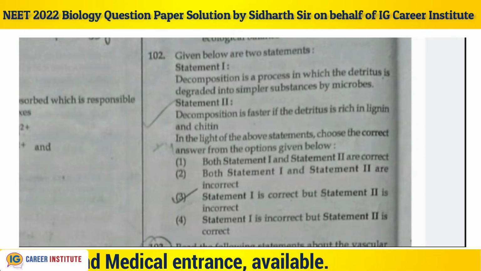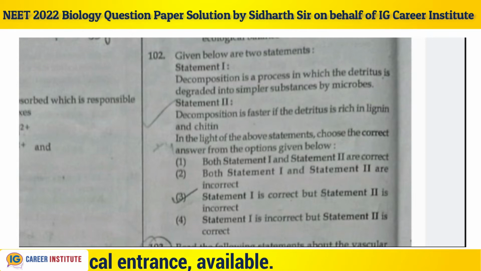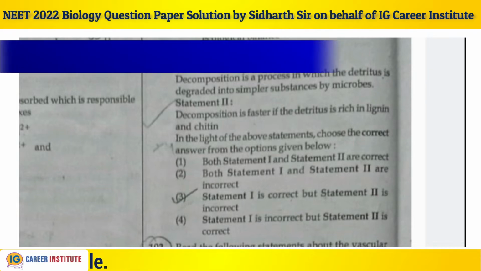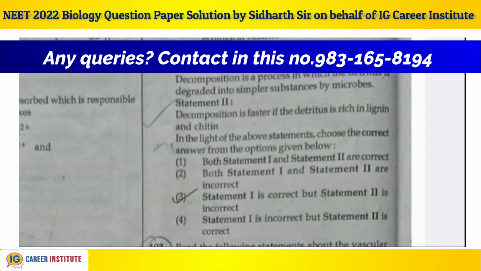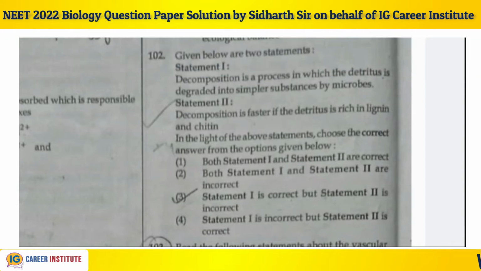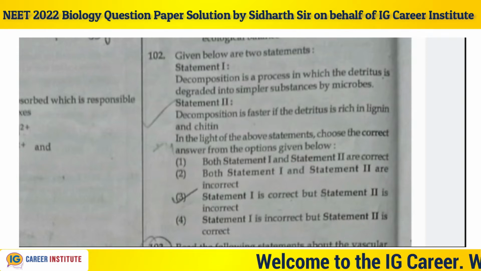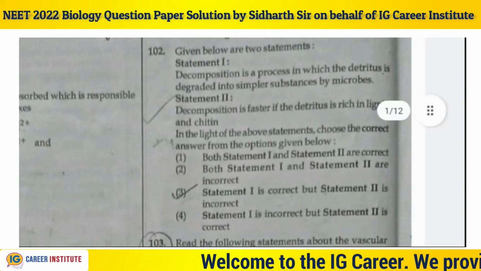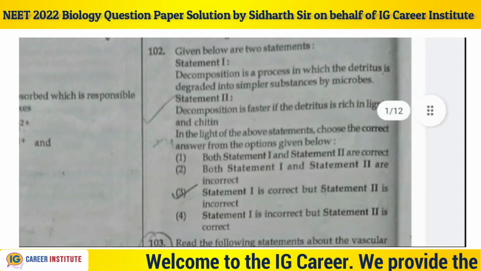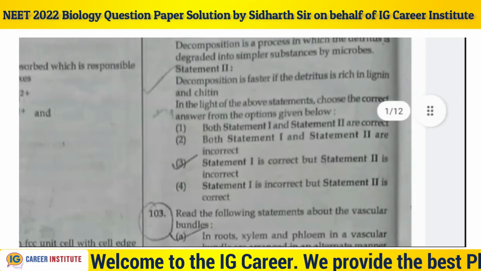Obviously option 3, because statement 1 is obviously correct, a direct line from NCERT. Statement 2 is incorrect, also another direct line from NCERT, because we all know decomposition is slower if we have detritus rich in lignin and chitin, and it is faster if the detritus is rich in which components? If you know the answer, please comment. Now let's come to question number 3.